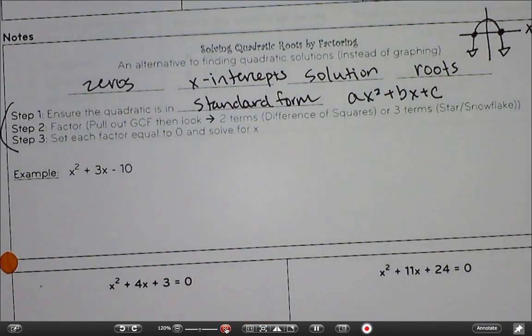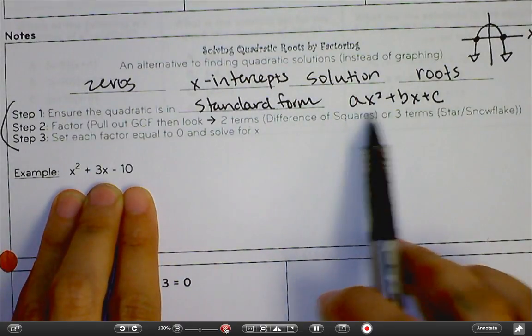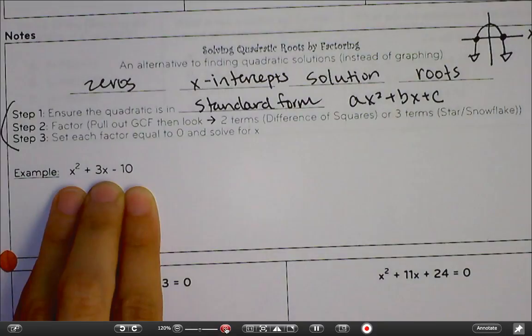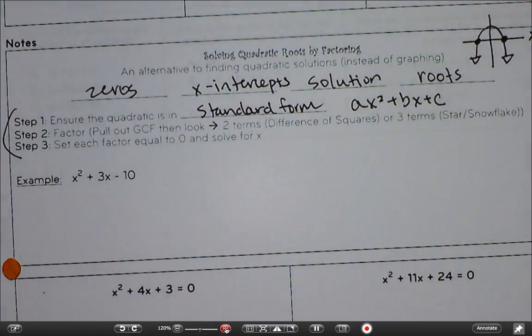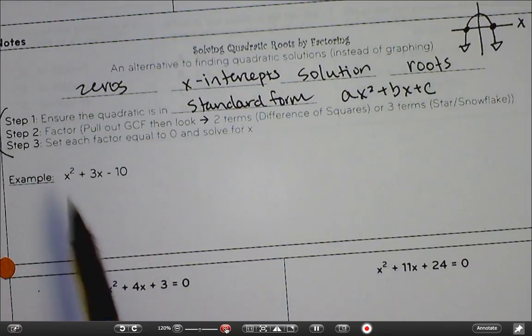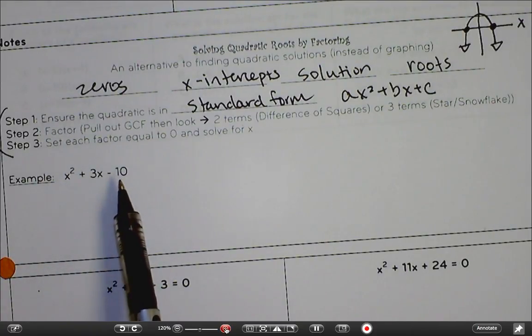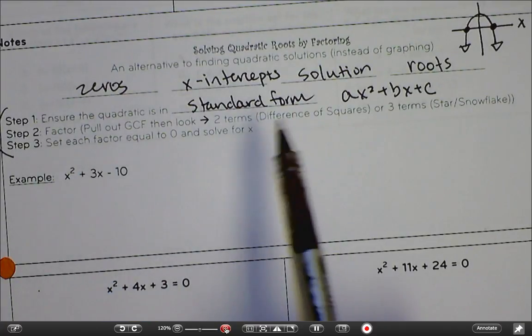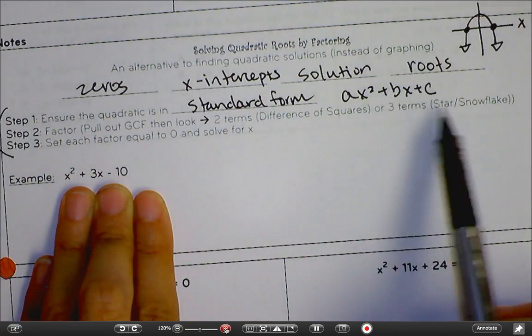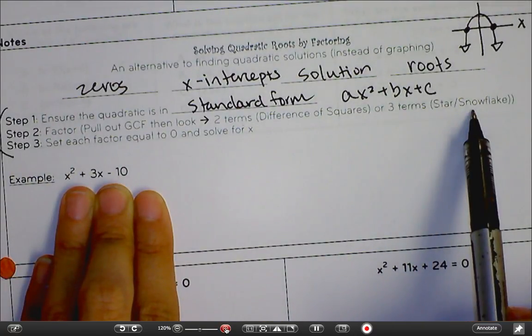Step 1, take a look at it. Check to see it's in standard form, x squared, x, and I have my c value. It is in standard form. So, step 2, factor. I'm going to take a look. I have 1, 3, and 10. I don't really have a great common factor that I can take out. So, now I look at the number of terms. I have 1, 2, 3 terms. So, I'm going to go ahead and do the star snowflake method.